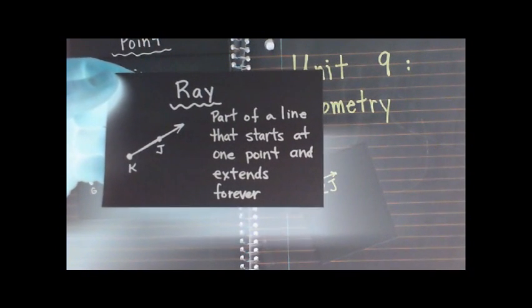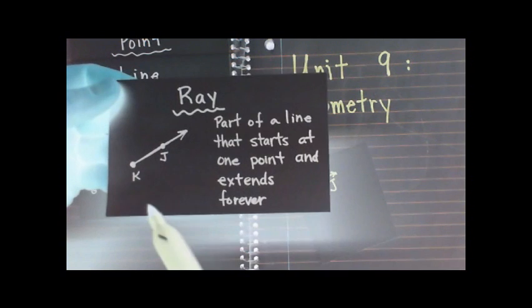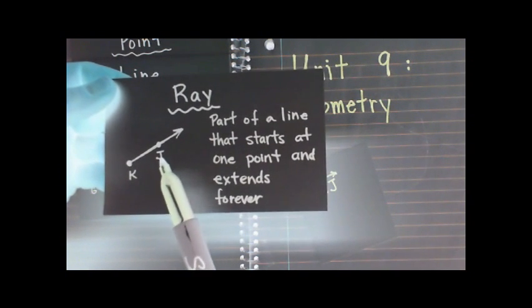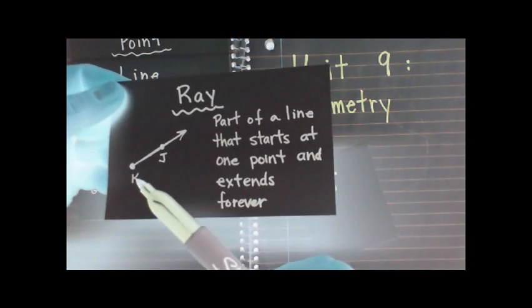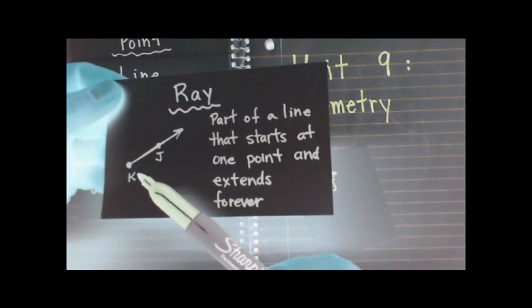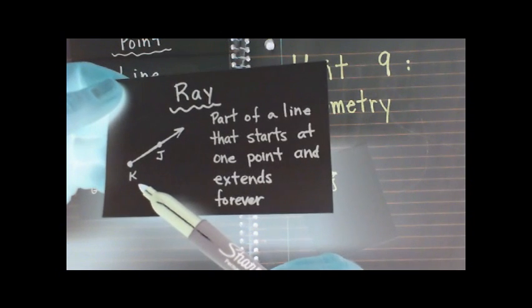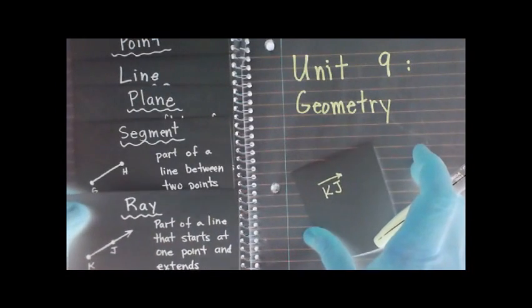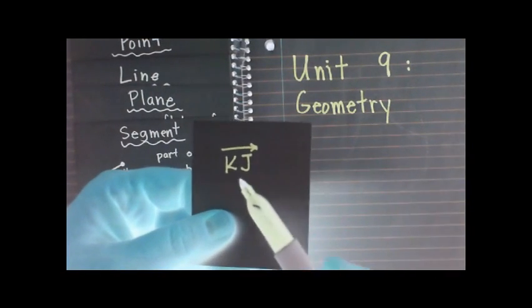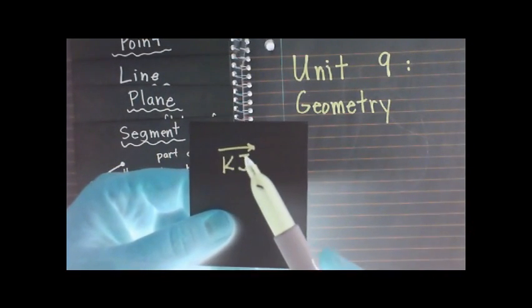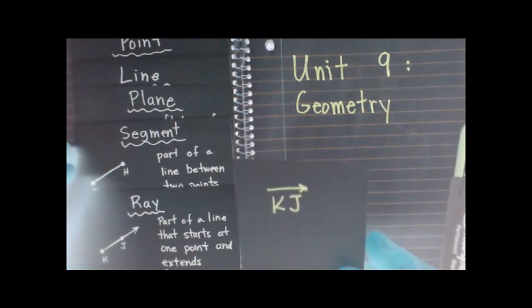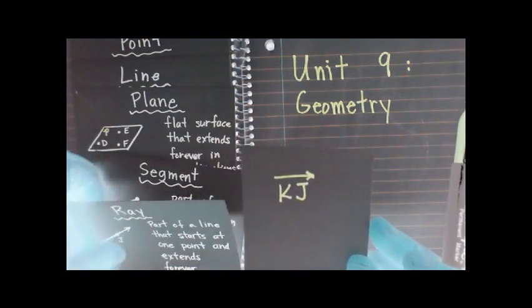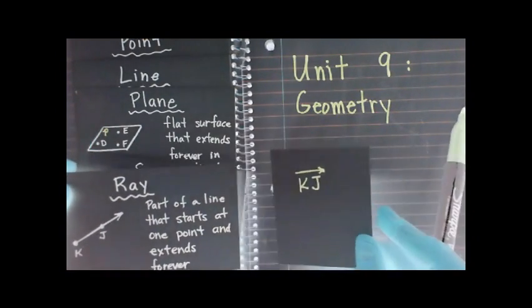Next we have the ray. A ray is a part of a line that starts at one point, like point K, and extends forever in one direction, in this direction. So this ray we would name by any 2 points on the ray. One of those points must be the point where it originates. So we have the ray KJ, and we would show that by capital K, capital J, and you'll notice the line over the top of the ray has an arrow on one end because it's a ray and it extends forever in just that one direction. So there's our ray.